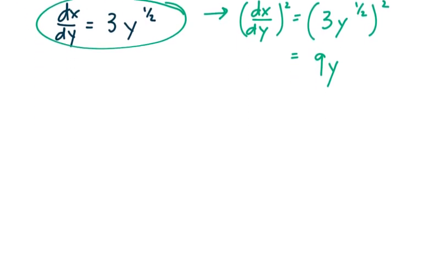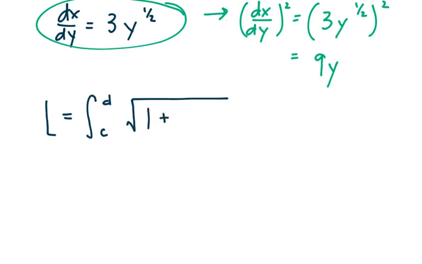So, working through this, my arc length formula, L, is the integral from c to d. Those bounds, I'll put them up there in a second. And then we have the square root of 1 plus (dx/dy) squared, which is 9y, and that's going to be integrated with respect to y.